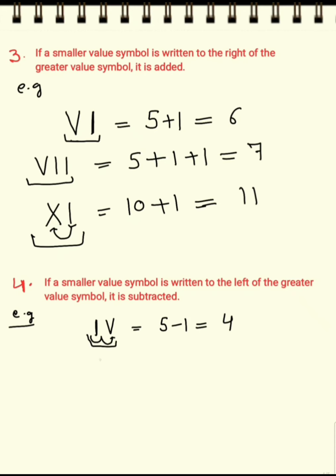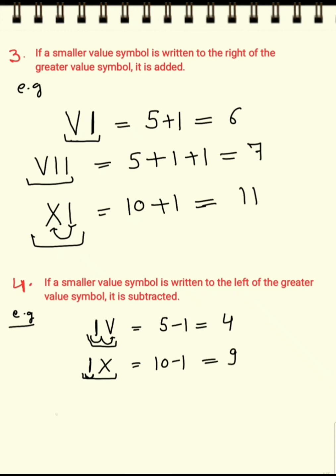Similarly, we can write X, and if I write I to the left of X, then the value of I will get subtracted from X, meaning 10 minus 1, which is equal to 9. And this is the symbol for 9 in Roman numerals.